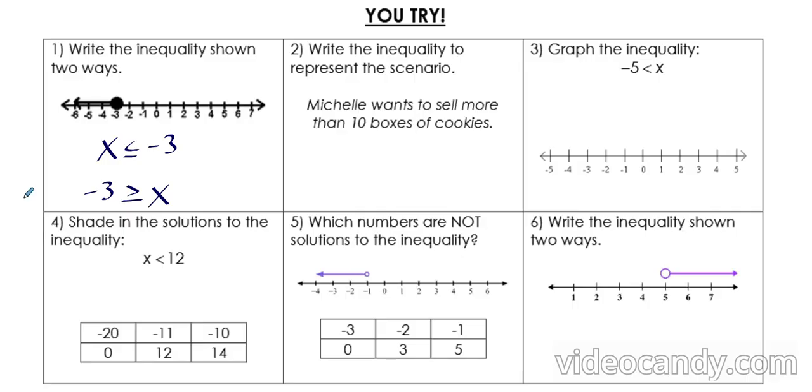We're going to translate this sentence into an inequality. Michelle wants to sell more than 10 boxes of cookies. Strictly more. She doesn't want to sell 10. She wants to sell more than 10. X has to be bigger than 10.